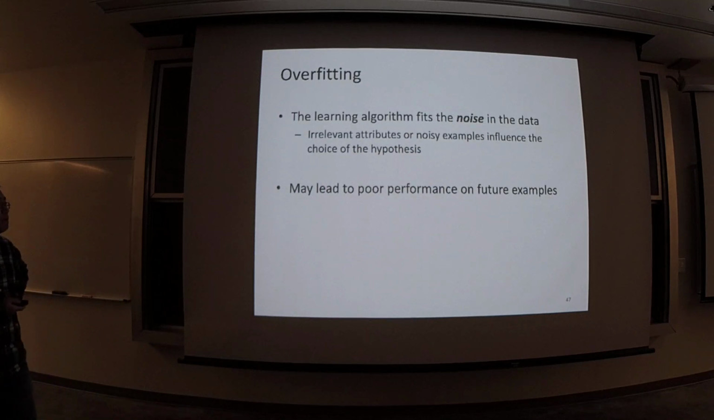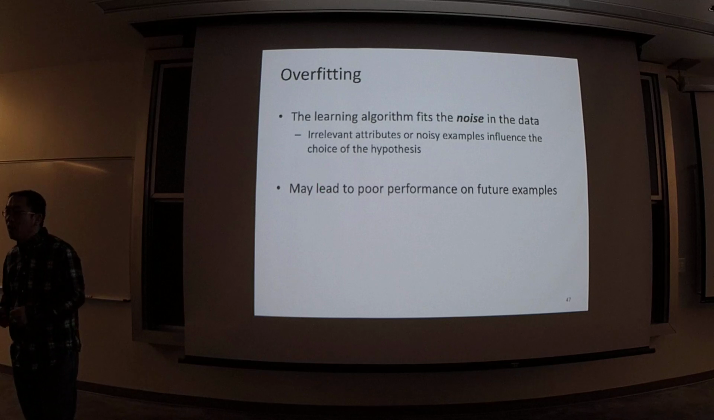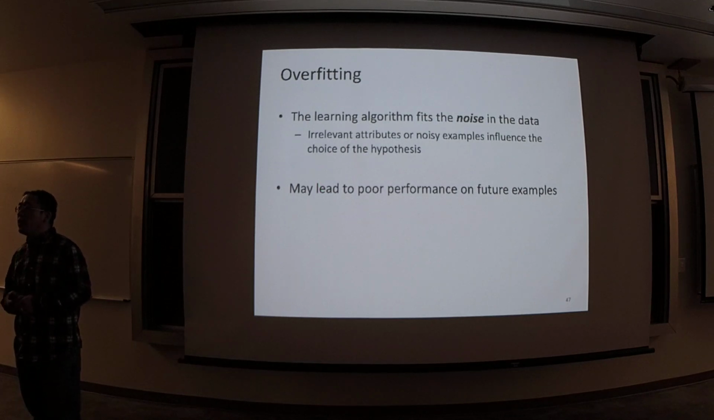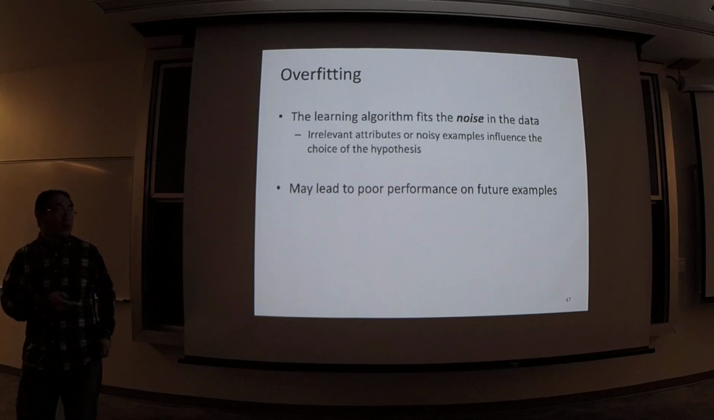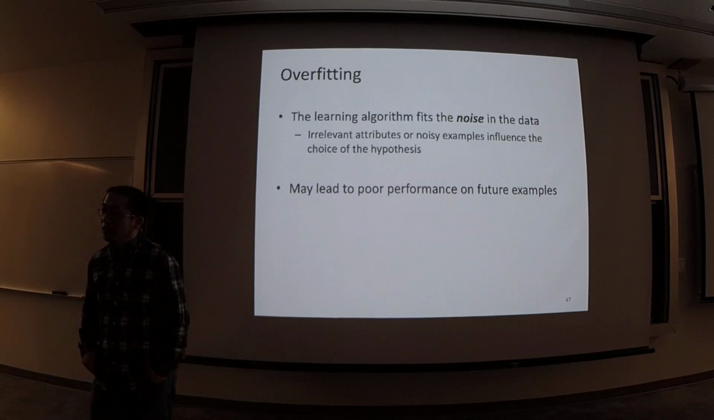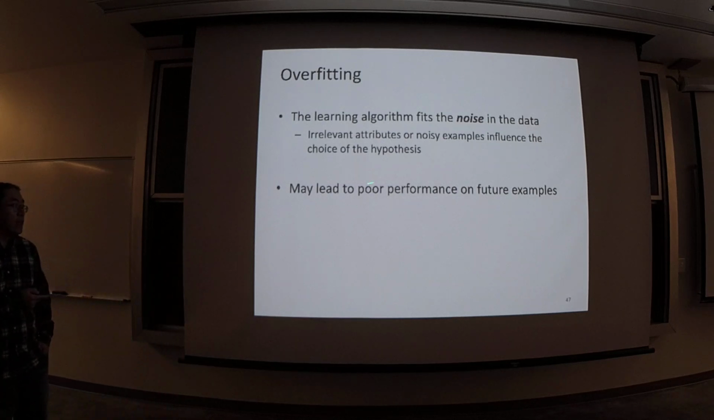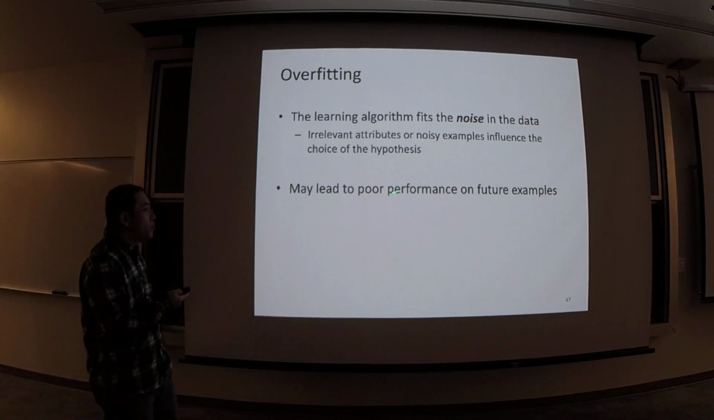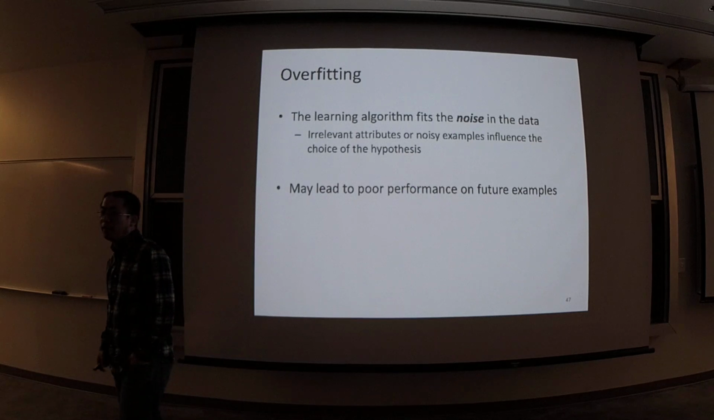So in summary, overfitting can cause your learning algorithm to face noises in data, like irrelevant attributes or noisy examples, which can influence your choice of your hypothesis function, namely the final predictor you choose. Those influences are usually bad, and usually very, very bad. Therefore they will lead to poor performance on future examples.